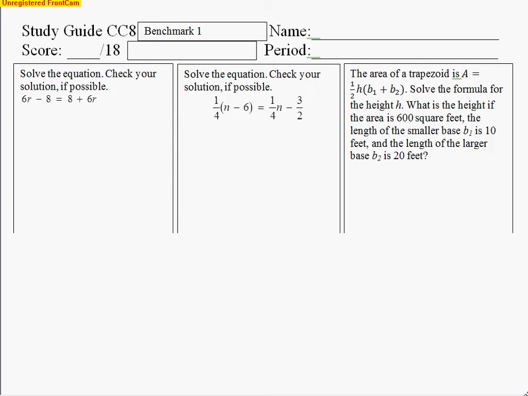This is the study guide for benchmark 1, the practice test side, and so let's take a look at some of the problems that we'll end up experiencing on that benchmark. So the first one, we have to solve an equation.